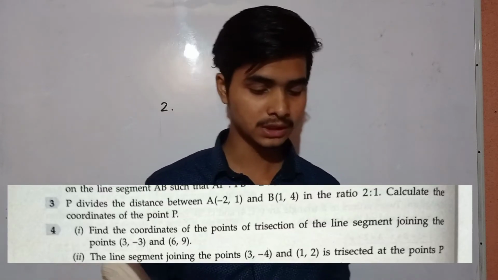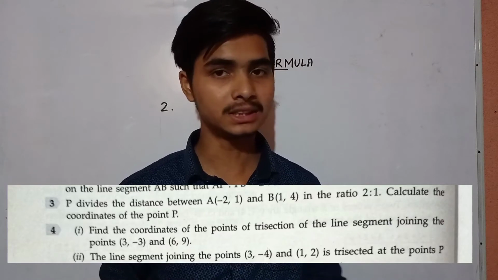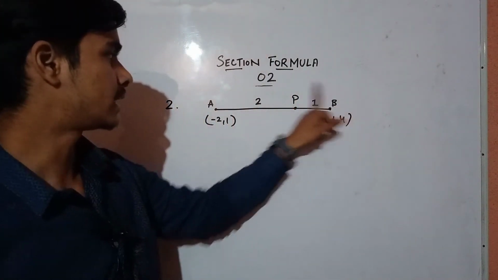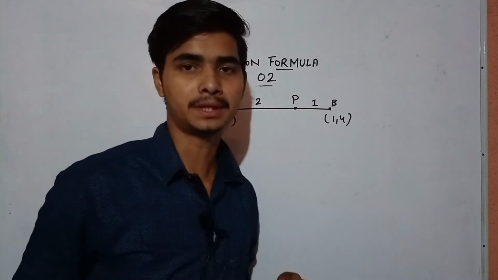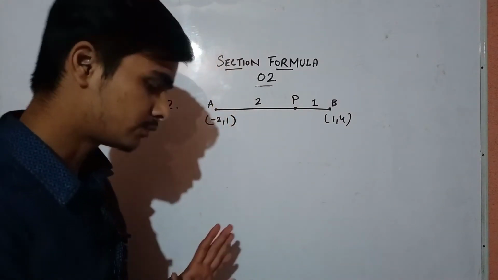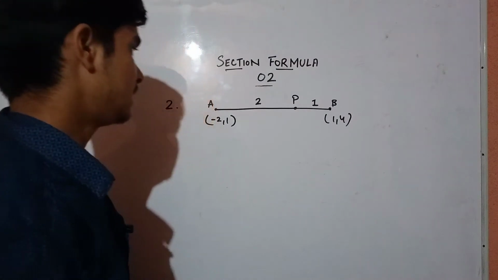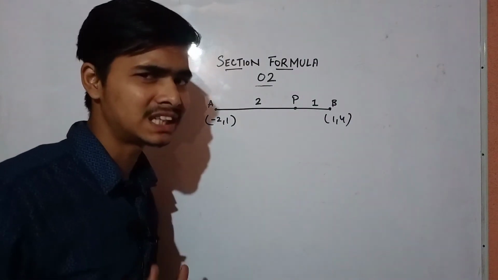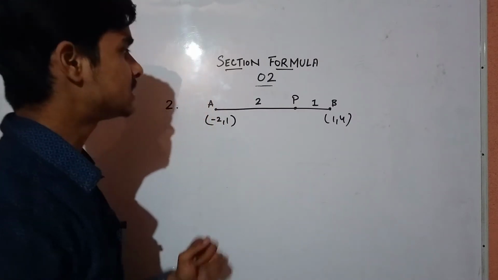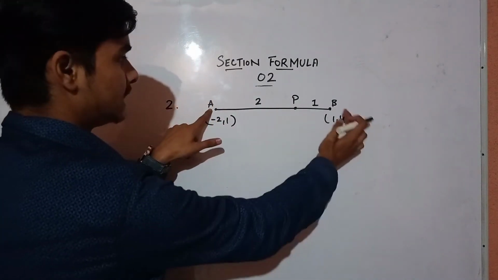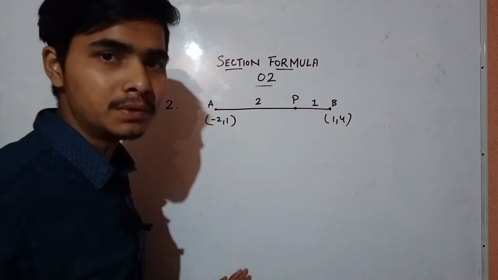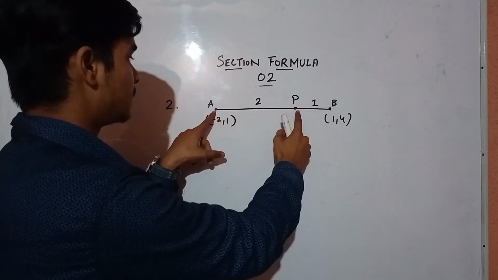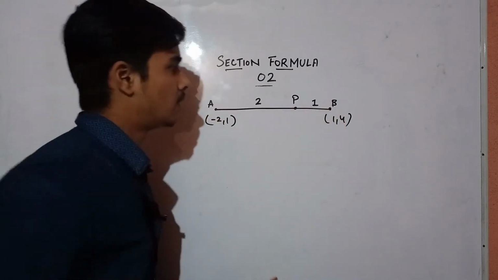So this is the question, and now let us have a look at its solution. So this is the diagram which is required for this question. The question says that P divides the distance. What does that mean? It basically means that P divides this AB line in some ratio, and that ratio is 2:1, means from here AP is 2 and PB is 1.